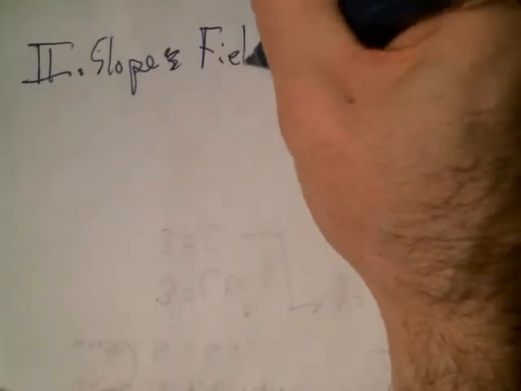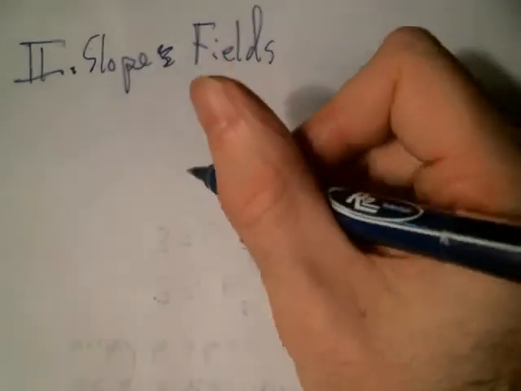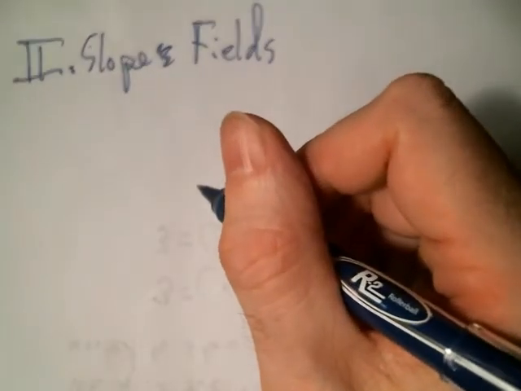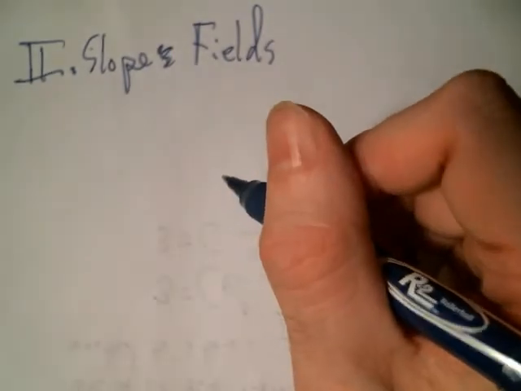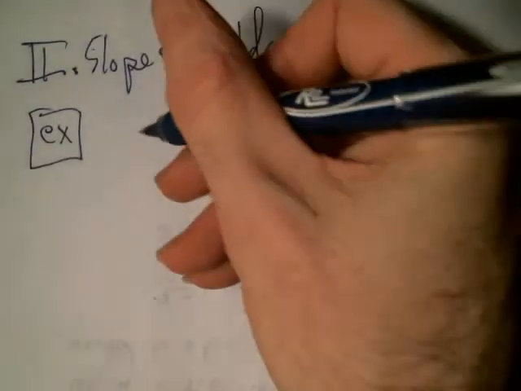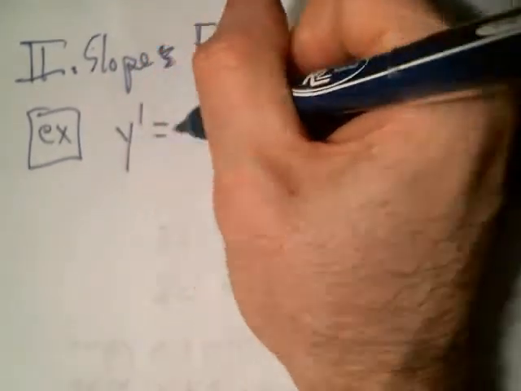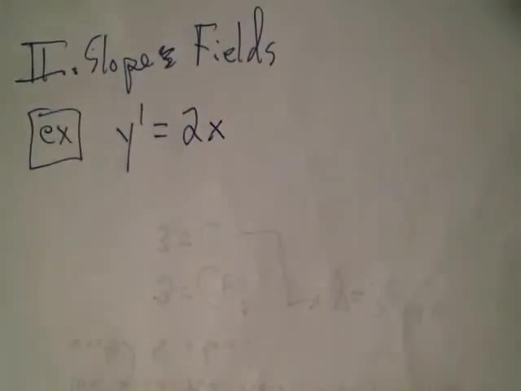Slope fields. Basically, it's just a bunch of little tick marks based off of the differential equation. It's a graph of the slopes of the solution curves. So, for instance, we can make one up. For example, one that we know the solution to. So our differential equation will say y prime equals 2x.